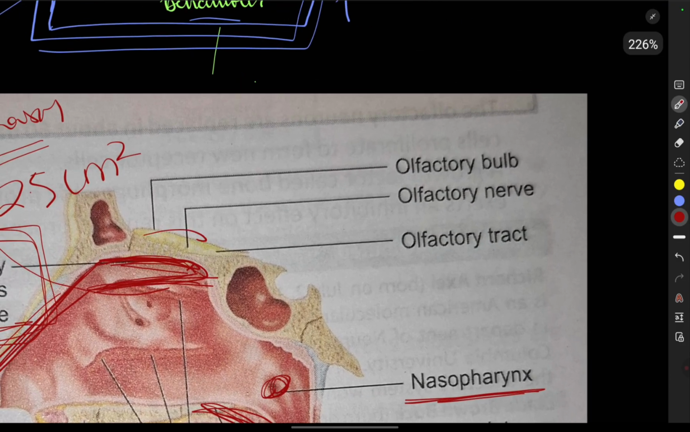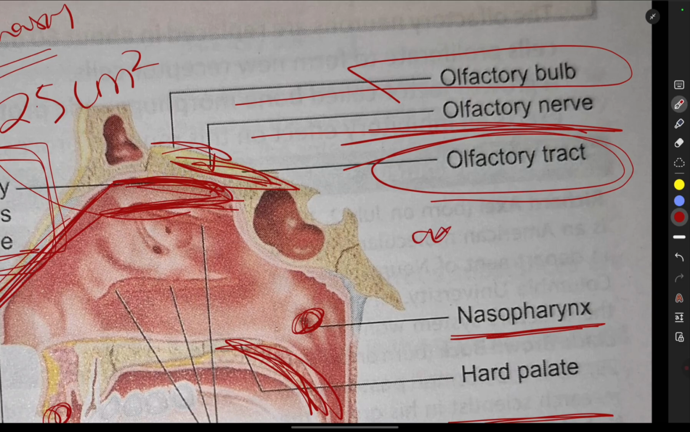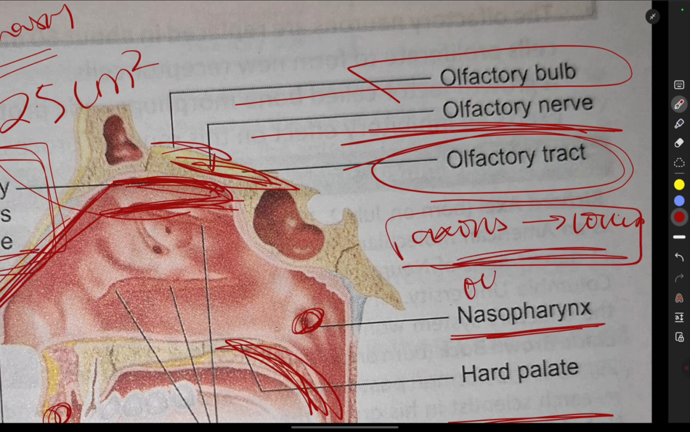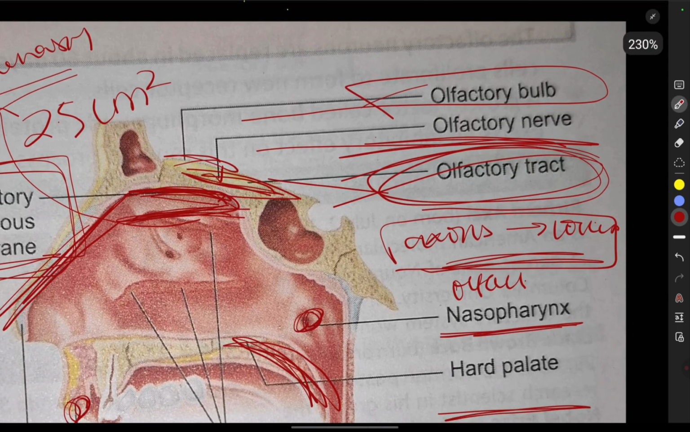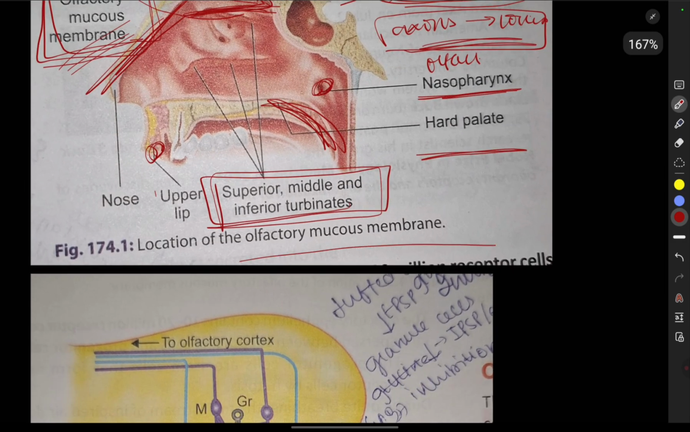Now, this one is the olfactory bulb, and these are the nerves, that is the olfactory nerve. The olfactory tract is nothing but the pathway carrying the axons to the cortex, and that is what is called the olfactory tract. Okay, that is the olfactory tract. We have the olfactory bulb, olfactory nerve, olfactory tract, and we have the olfactory mucous membrane. Okay, so this is the location of the olfactory mucous membrane.